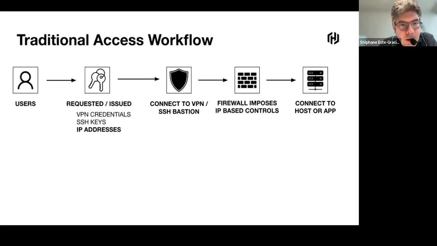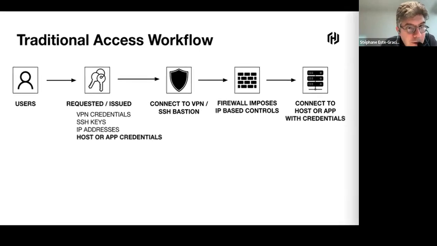Then, as soon as you are connected to the VPN or SSH bastion host, you need to know the IP address of the host or the applications to connect to, and there is as well the administration on the network side, firewall management with IP-based controls. Then, as soon as you get the connectivity to the applications or the host, you need to get some credentials to connect to that host or application.